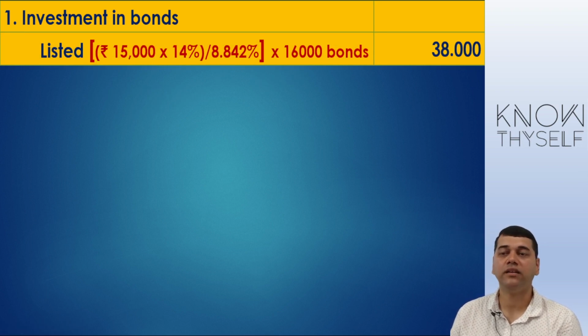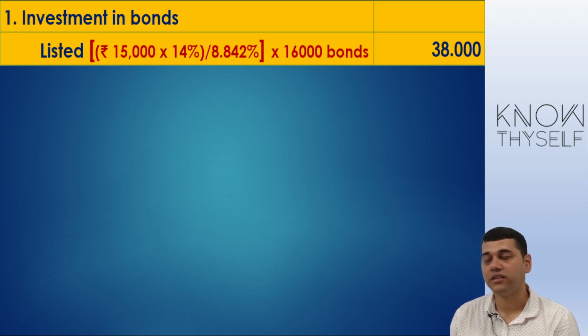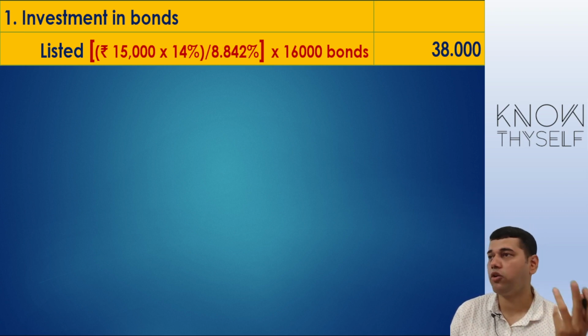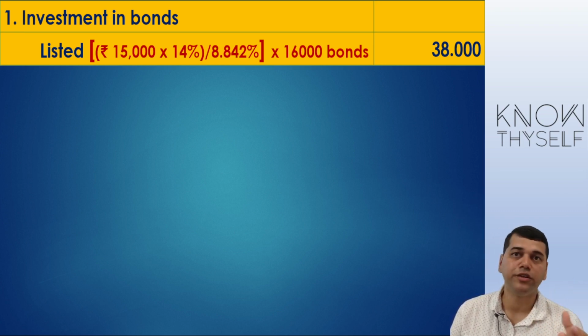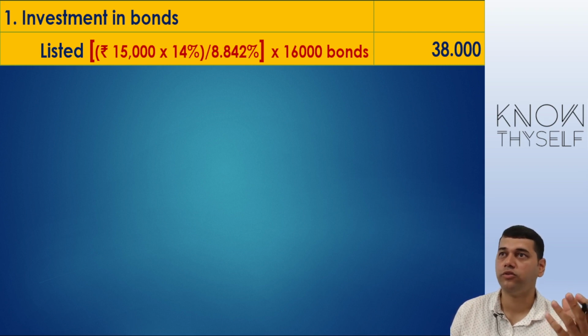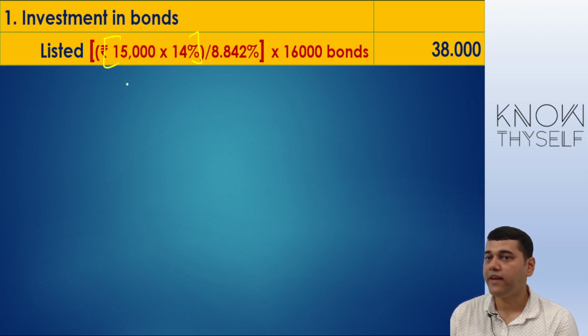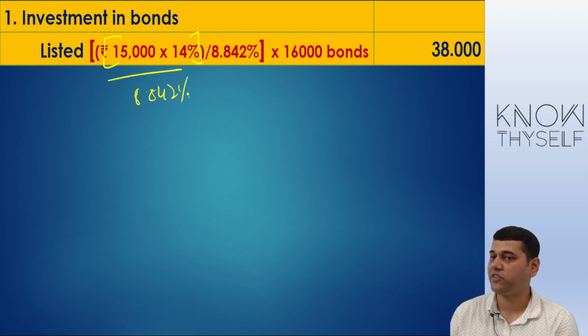What they are trying to tell, what they are assuming, is that this bond is a listed, perpetual bond. Why? Term is not given, and whether the repayment is going to happen or not, we don't know. You can't assume it to be a zero coupon bond because they are giving you a percentage. An unconventional bond also you cannot assume. So the only assumption is a perpetual bond. If it is a perpetual bond, this is the perpetual amount of interest I am going to get. What is the value of it? Divide it by the 8.842% KE expectation.